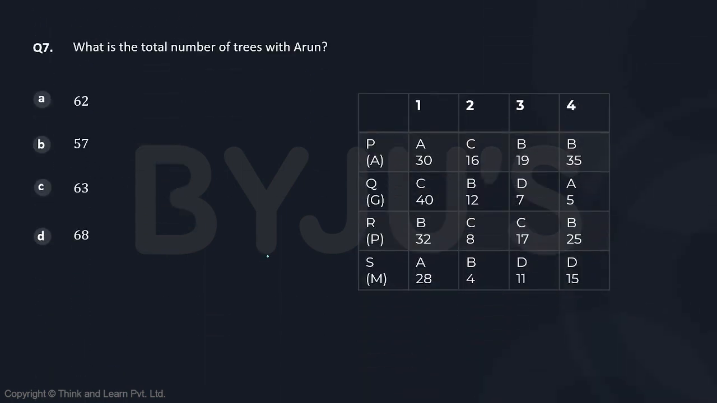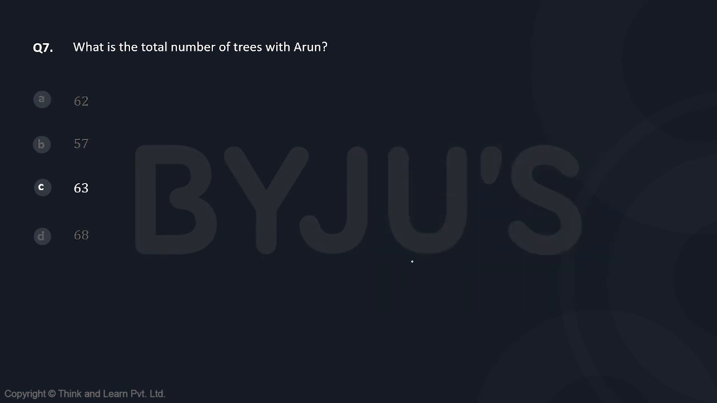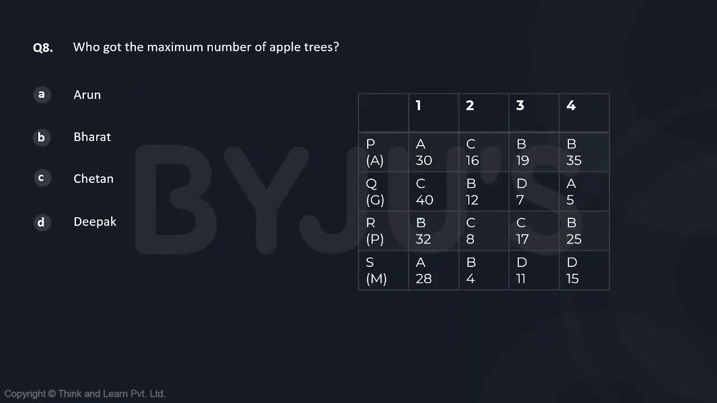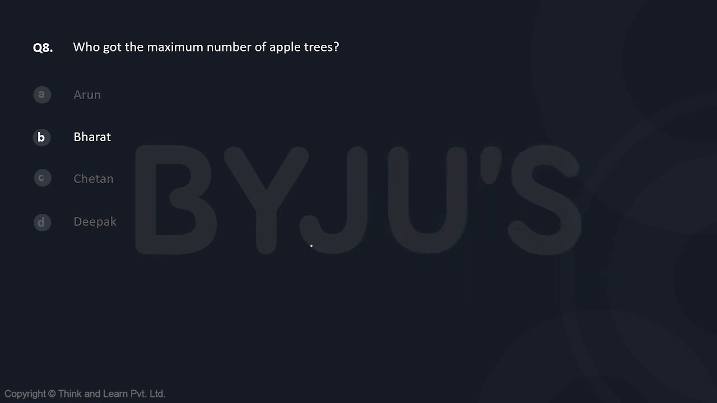Next, what is the total number of trees with Arun? So where is Arun? Yes, Arun has got 30 trees here, 5 here, and 28 here. So 30 plus 5, 35 plus 28 is 63. So option C is the correct answer. Next, who got the maximum number of apple trees? The apple trees maximum are with B, that is Bharat. So Bharat is my answer for this question.